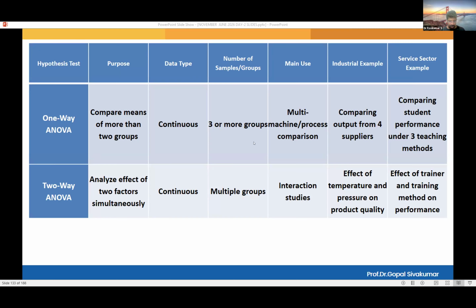You might have some queries, but they will be clarified while you are solving the problems. So don't try to jump to a conclusion. Just wait until you do those calculations. Dr. GSK will be taking the sessions and explaining everything in detail, so no need to worry about it.